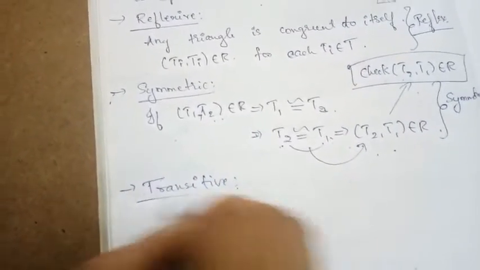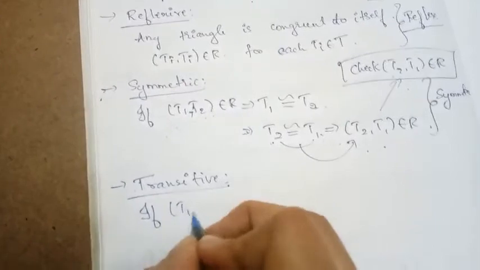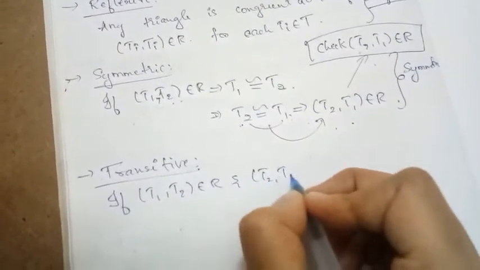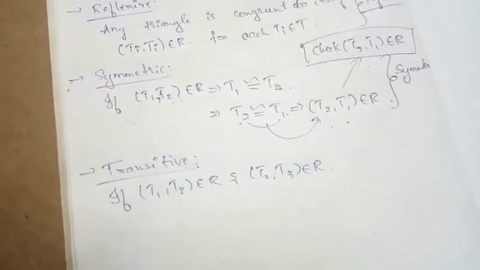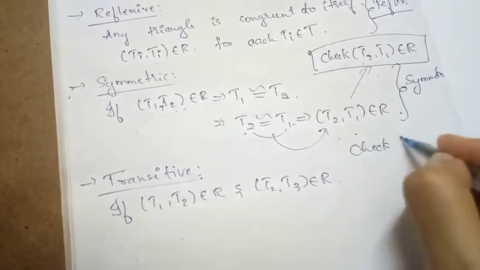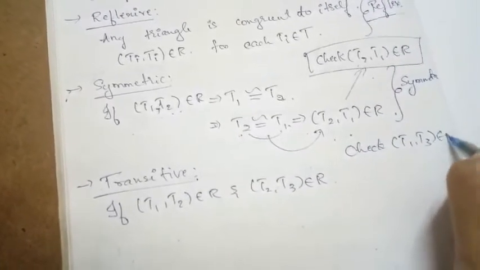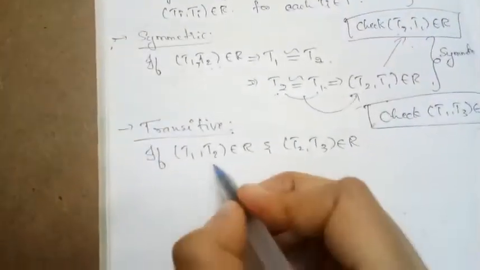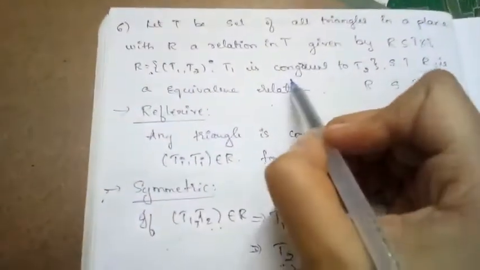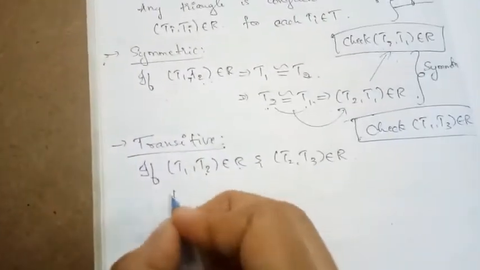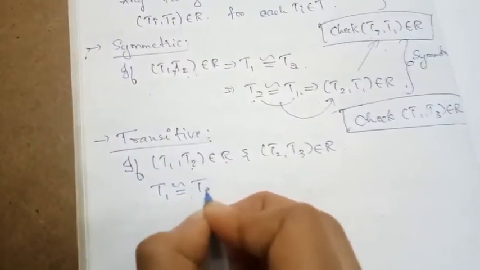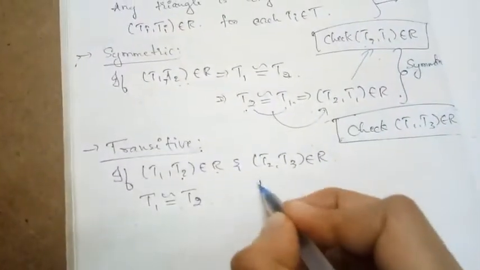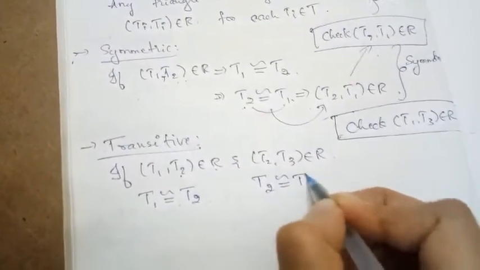So what does the transitive relation say? If (T1, T2) belongs to R and (T2, T3) belongs to R, we need to check whether (T1, T3) belongs to R. (T1, T2) belongs to R means the relation is saying T1 is congruent to T2. Then (T2, T3) belongs to R means T2 is congruent to T3.